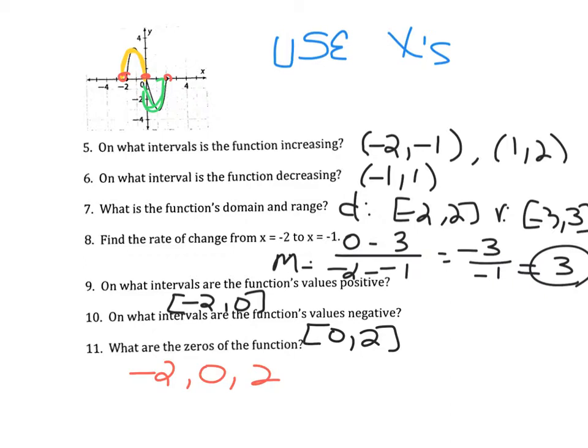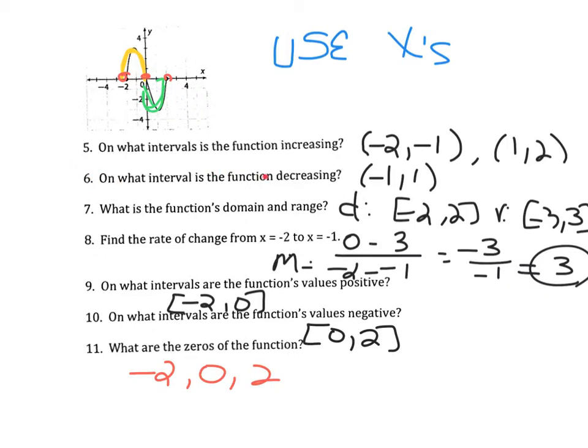All right, 5 through 11 are all based on this one picture, and I've already colored all over it, so I'll talk through it again, but I won't be able to use those colors. Number 5, where's the increasing? Increasing means it's going up. So from there to there, it's going up, and also there to there. Don't forget, use your x's. Don't even worry about the y's. From -2 to -1 it's increasing. It's also going up between 1 and 2. If you use brackets there, that's completely fine too.